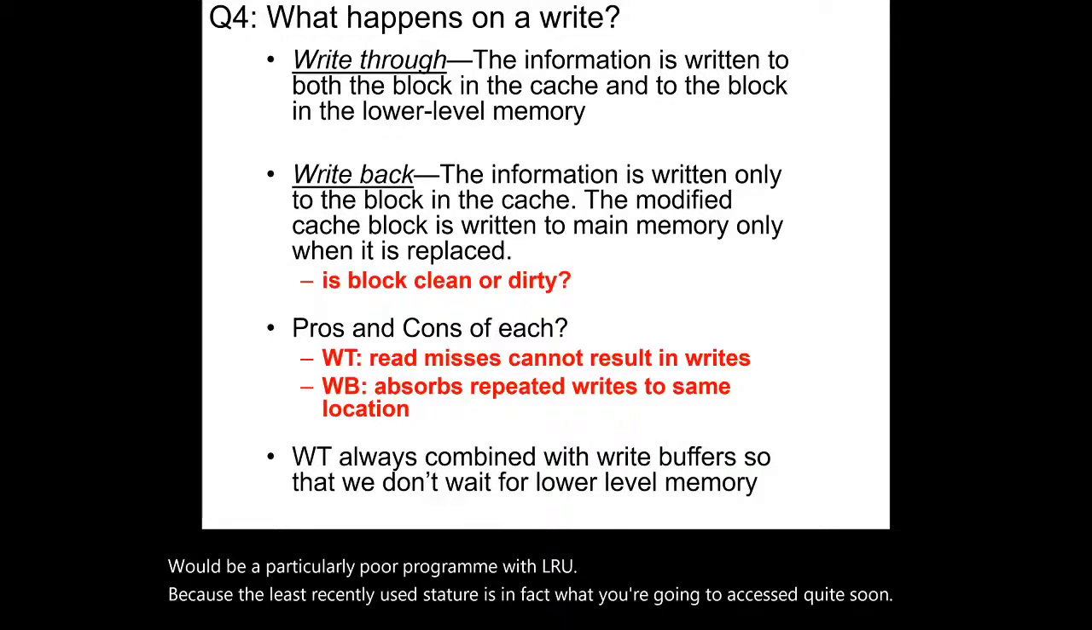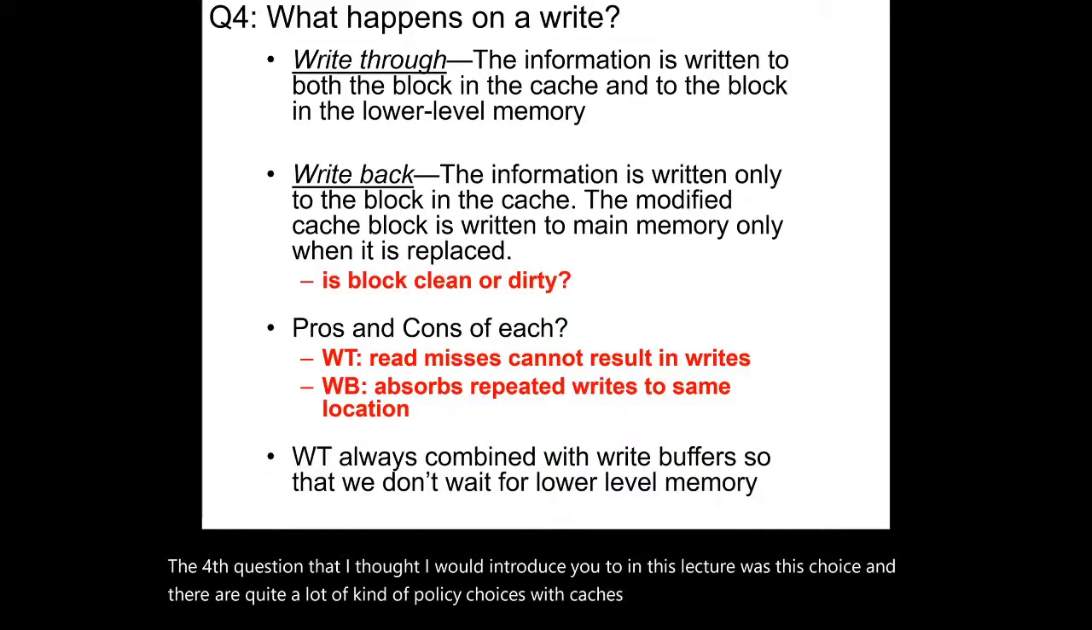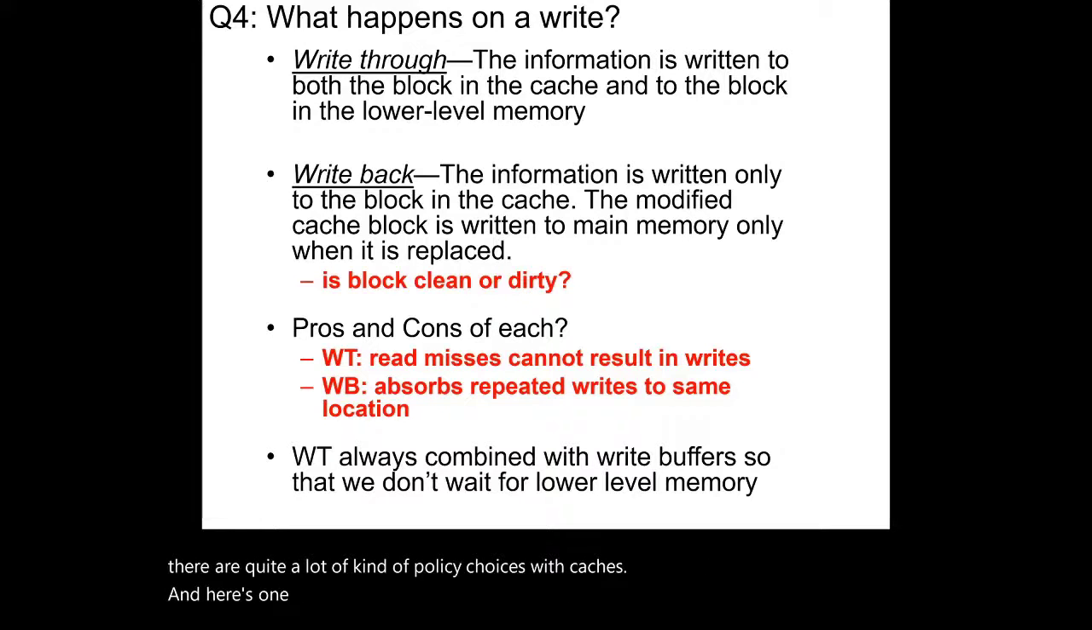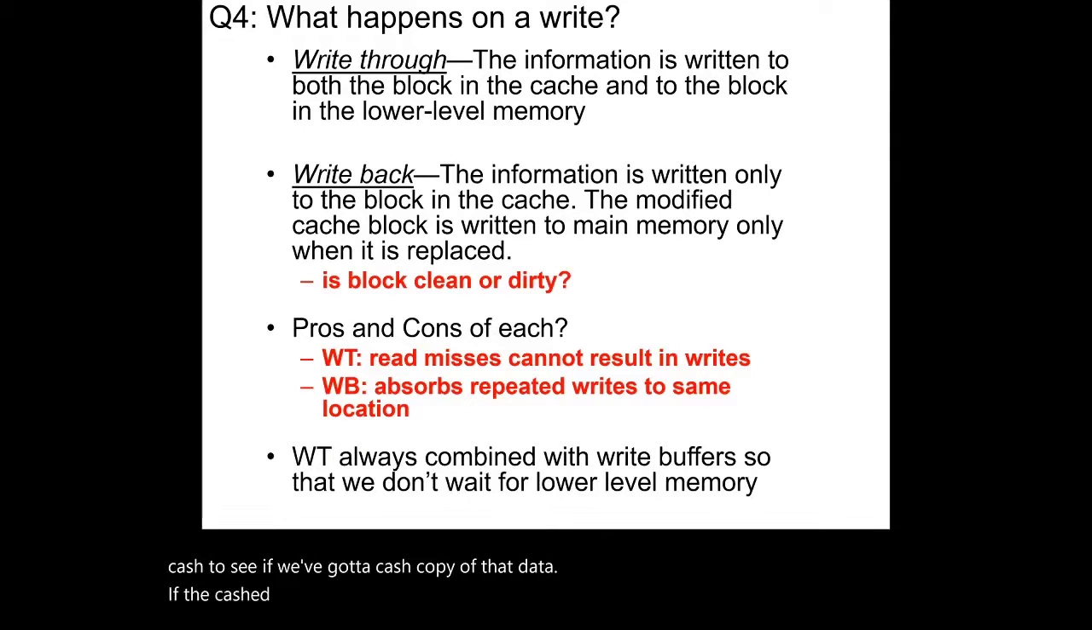The fourth question that I thought I would introduce you to in this lecture is about policy choices, and there are quite a lot of policy choices with caches. And here's one. What happens when you have a store instruction? Basically, the processor issues a store instruction. We clearly have to look in the cache to see if we've got a cached copy of that data. If the cached copy is present, we must update it. If it is present, do we also have to update the next level of the memory hierarchy, or the main memory?